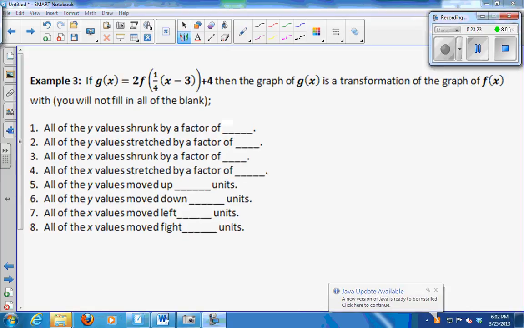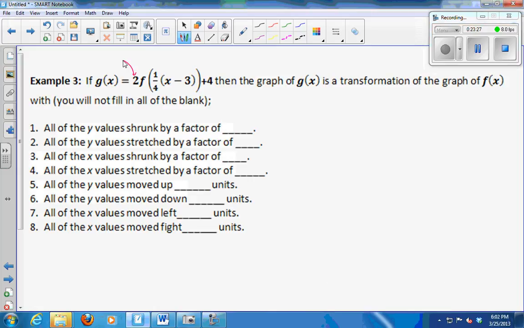All right, so let's go through some of them. Start with this 2 that's on the outside. Okay, so that 2, is that inside or outside? Outside. It's affecting the output. It's outside. So that means it's vertical. Okay, so this is a vertical change. It's multiplication, which means it is a stretch or a shrink as opposed to a shift. Okay? It's a vertical stretch or a shrink.